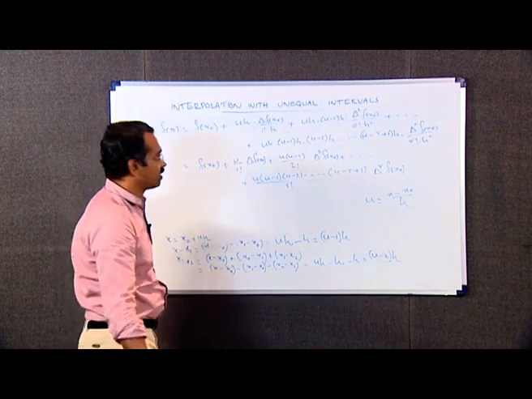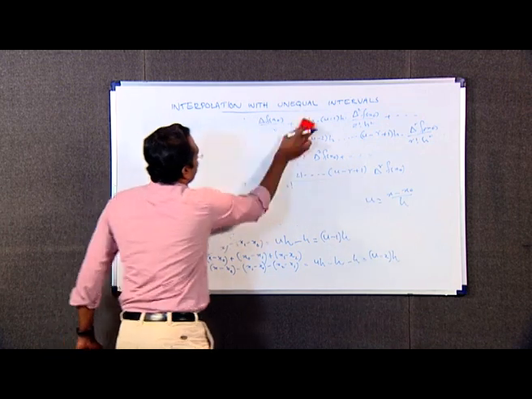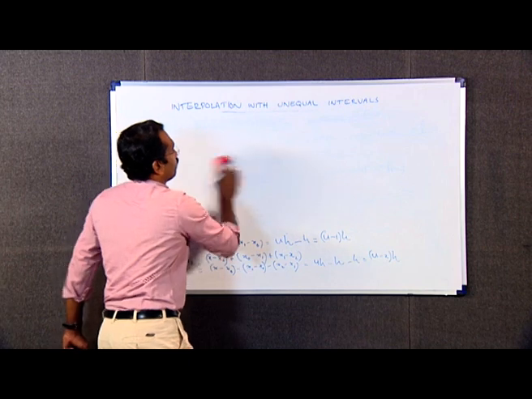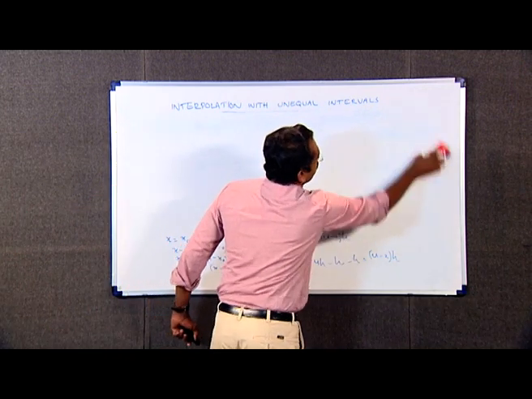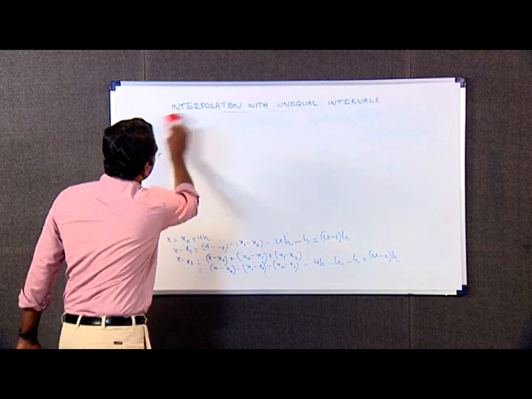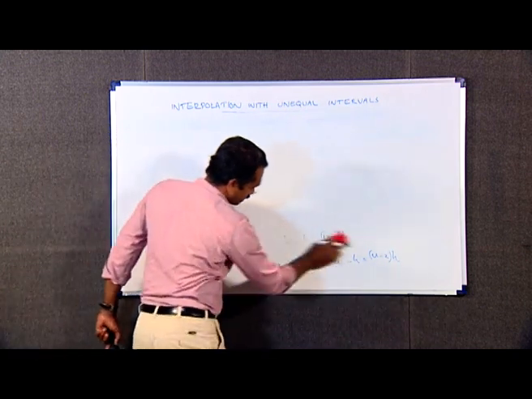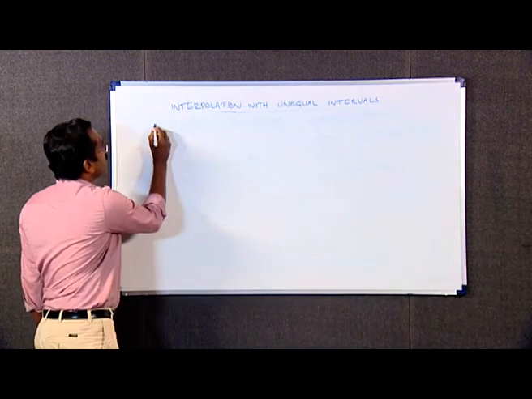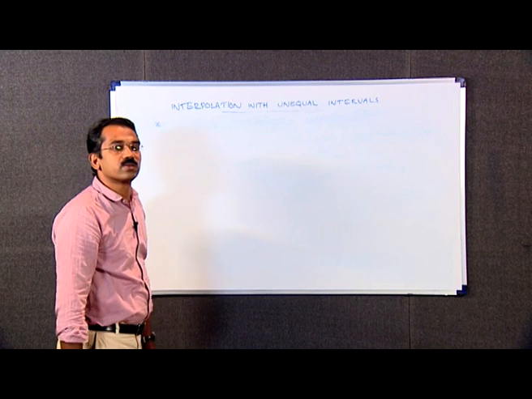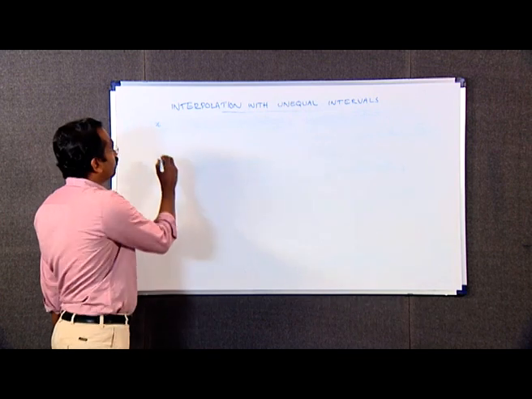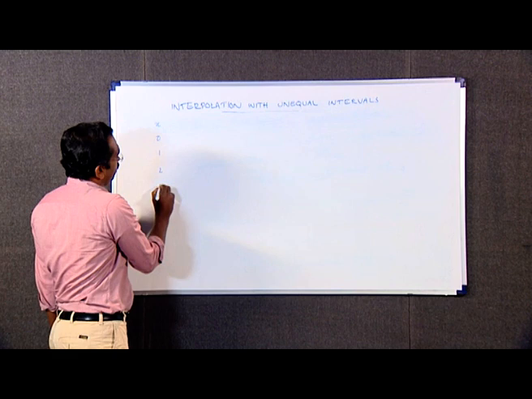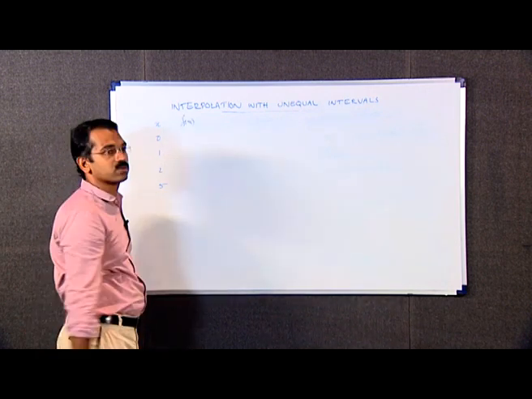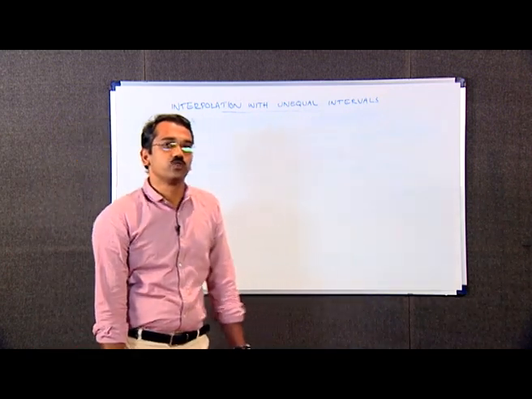Now, we have an example. Using Newton's interpolation formula, we have to find the polynomial function f of x corresponding to given data. Here the given data: the arguments are x equal to 0, 1, 2 and 5. The corresponding function values f of x are 2, 3, 12 and 147.